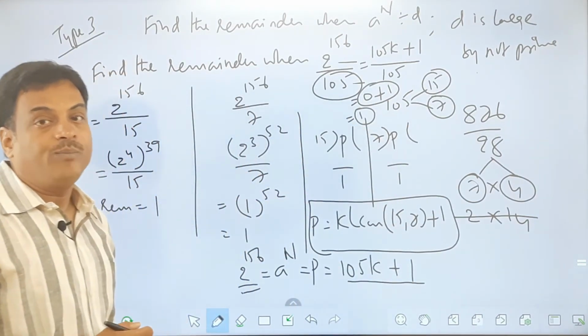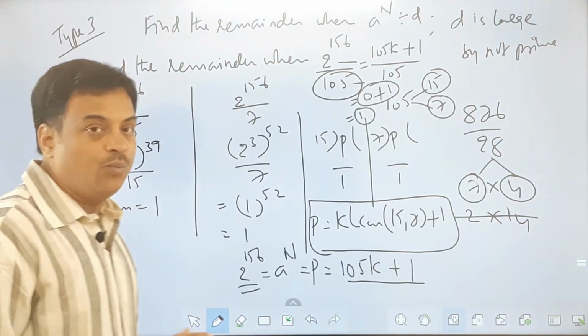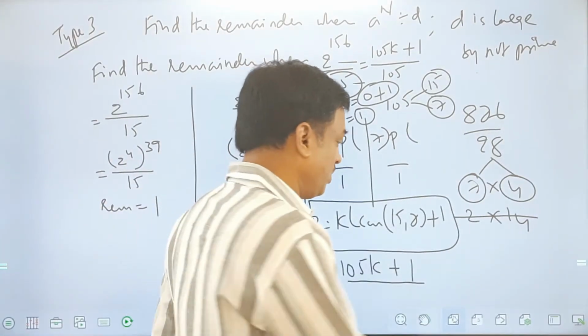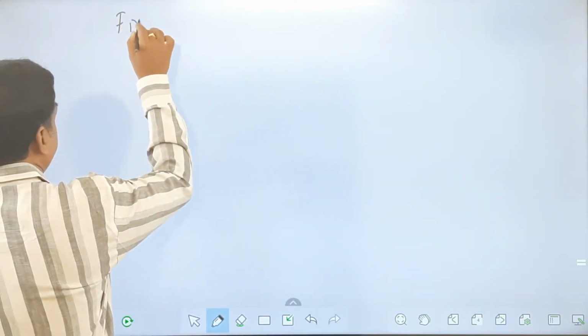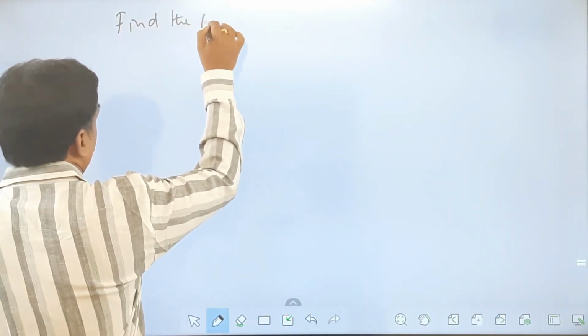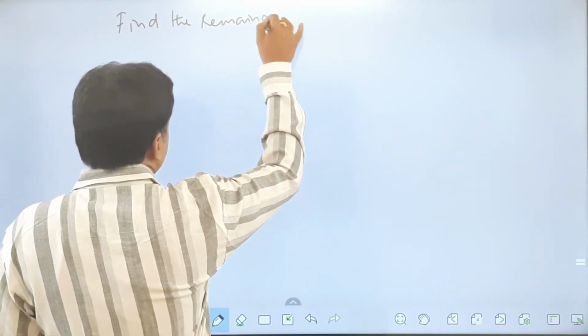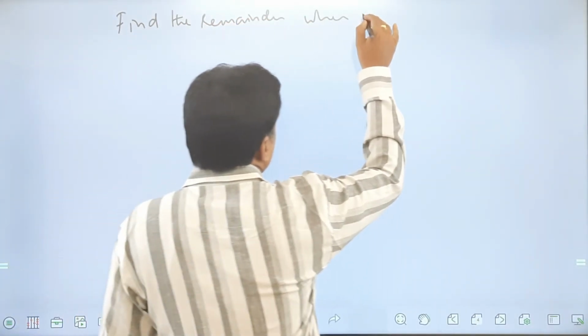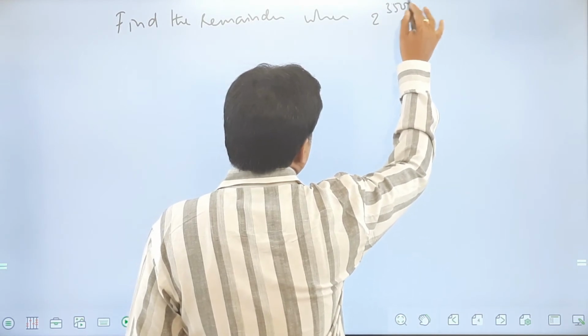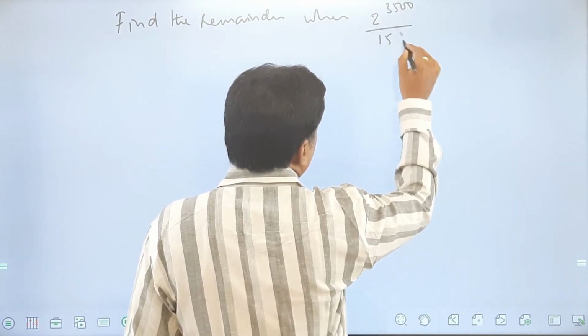So you can see a type 3 question here. Let us see one more question on type 3. The question is, find the remainder when 2 to the power of 3500 is divided by 153.